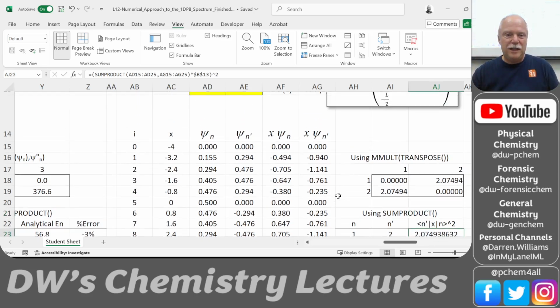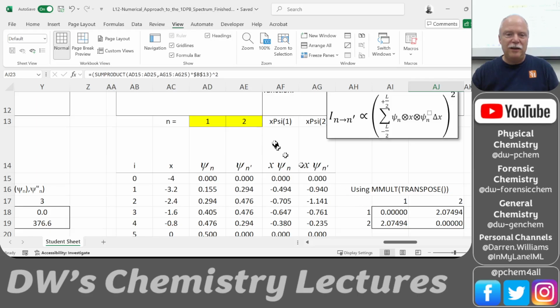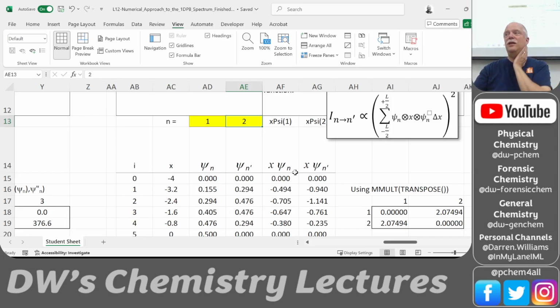Okay, so let's look at some of the transitions that are not allowed. So 1 to 2 is allowed. What's the delta n for a 1 to 2 transition? Delta n equals 1. Okay, let's go to 1 to 3.